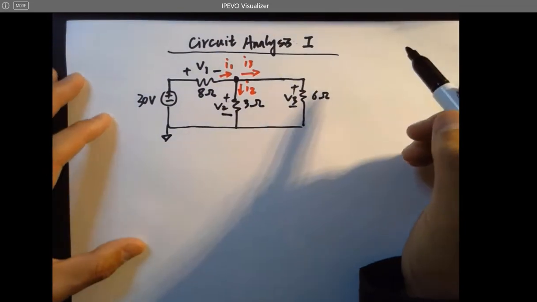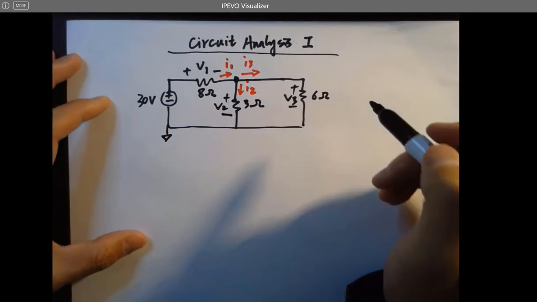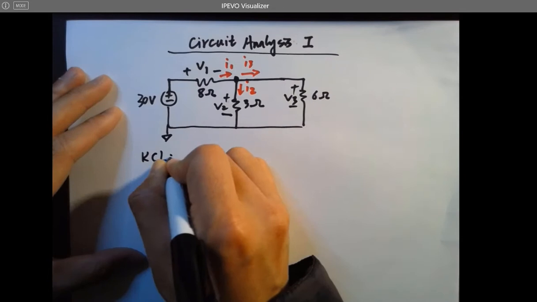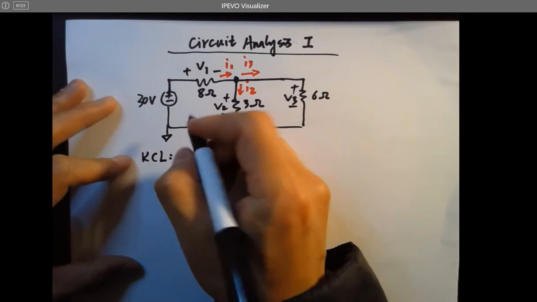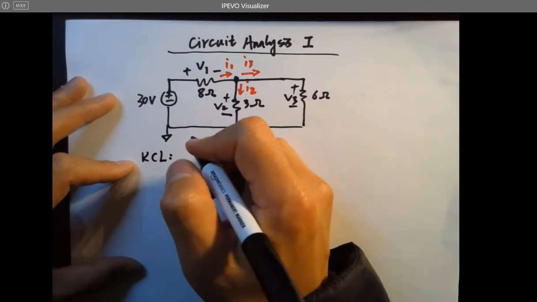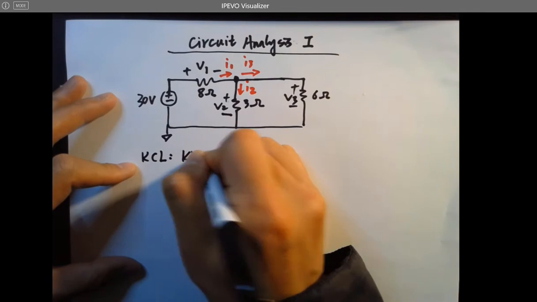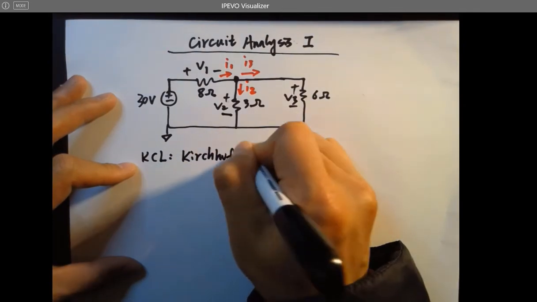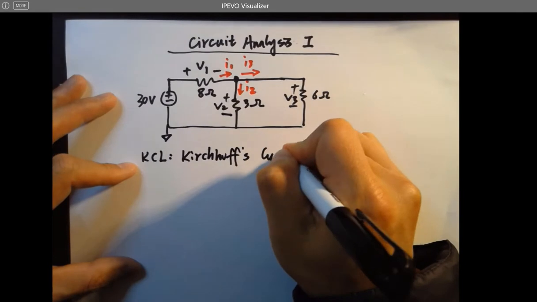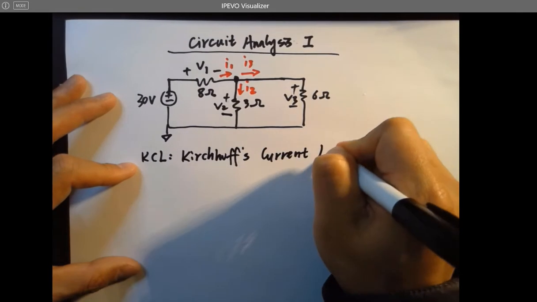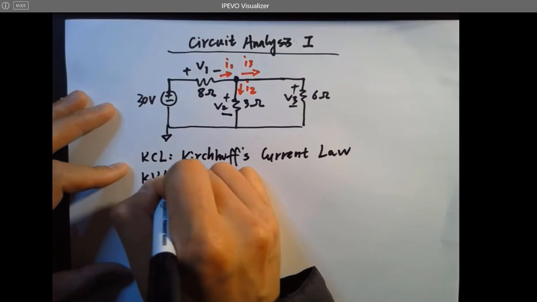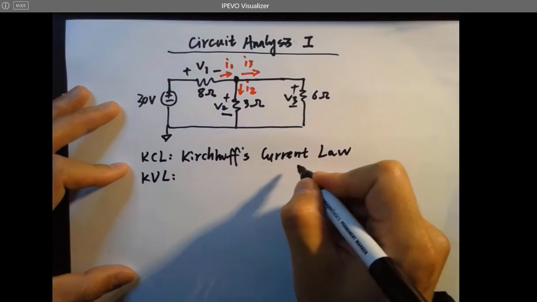So the first fundamental law you want to use is called KCL. KCL stands for Kirchhoff's current law. And the second one is called KVL. It's Kirchhoff's voltage law.